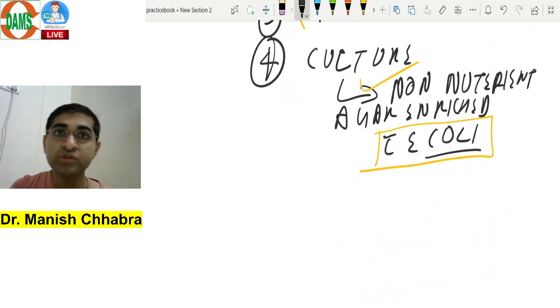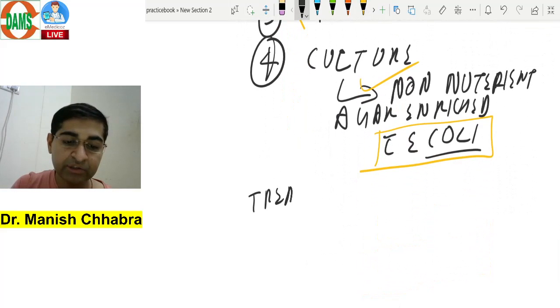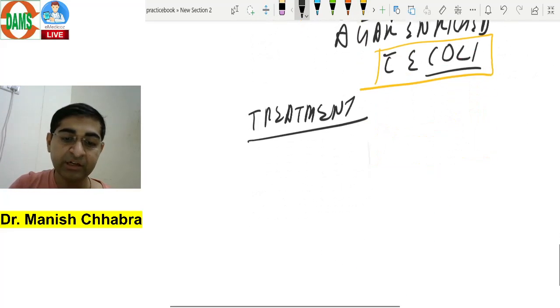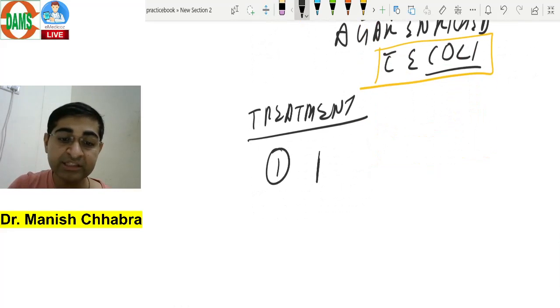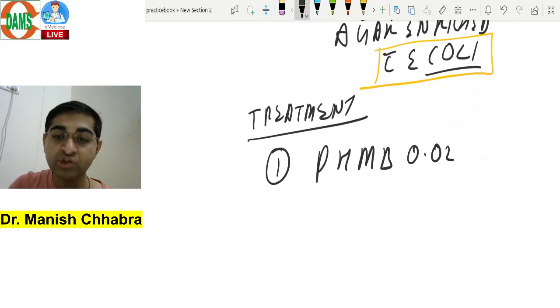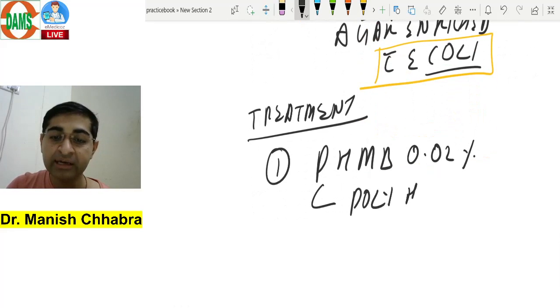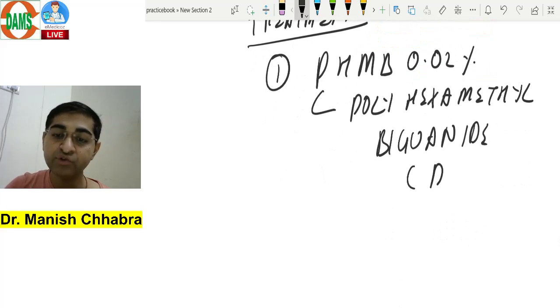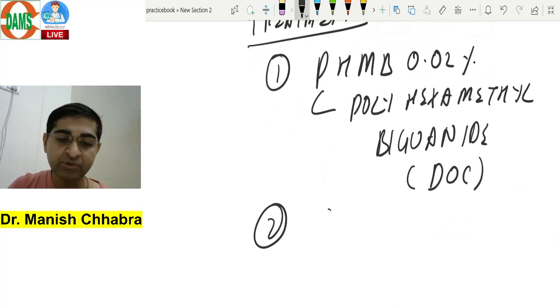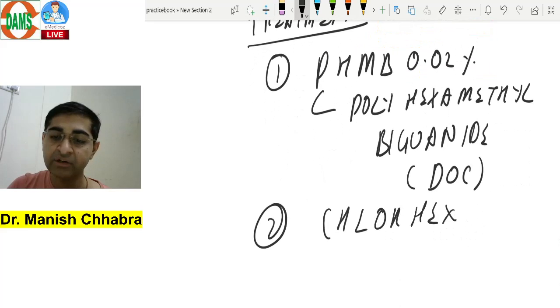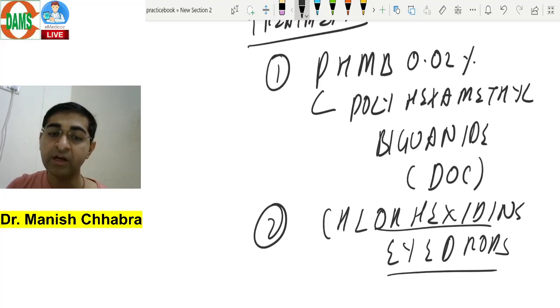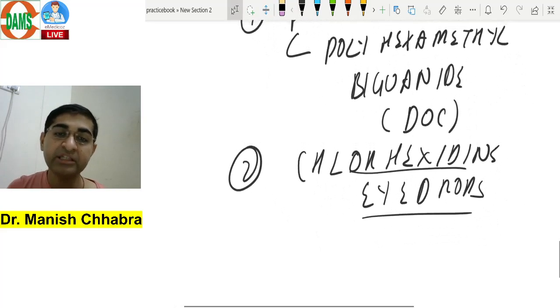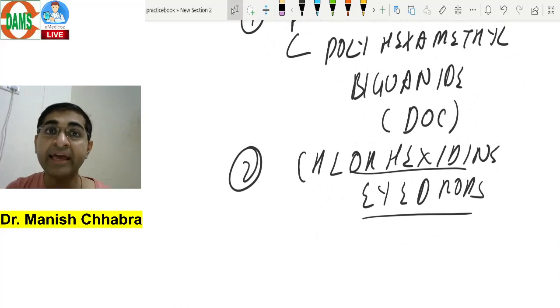Once you have diagnosed the infection, how are you going to treat it? If we talk about treatment, the drug used is PHMB 0.02%, polyhexamethylene biguanide. This is commonly used. In fact, this is the drug of choice, PHMB. Second, you can also give chlorhexidine eye drops. So you are going to give it in the form of eye drops. So PHMB, chlorhexidine eye drops. This is the treatment of Acanthamoeba keratitis.